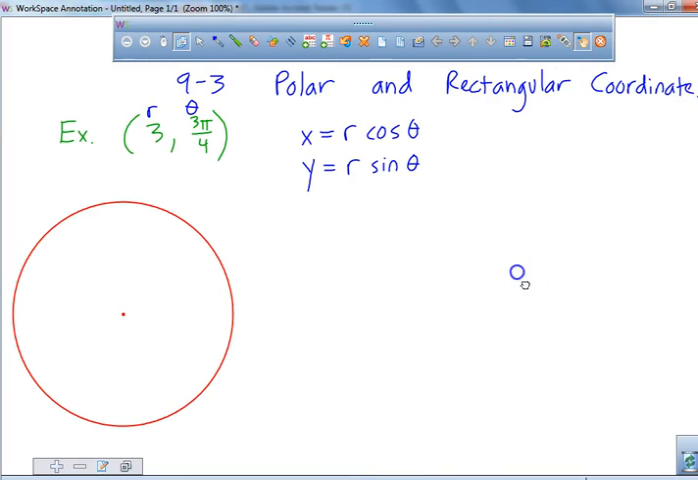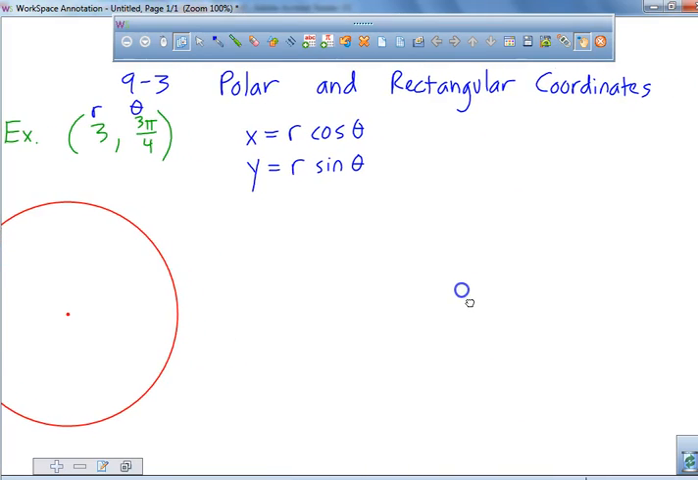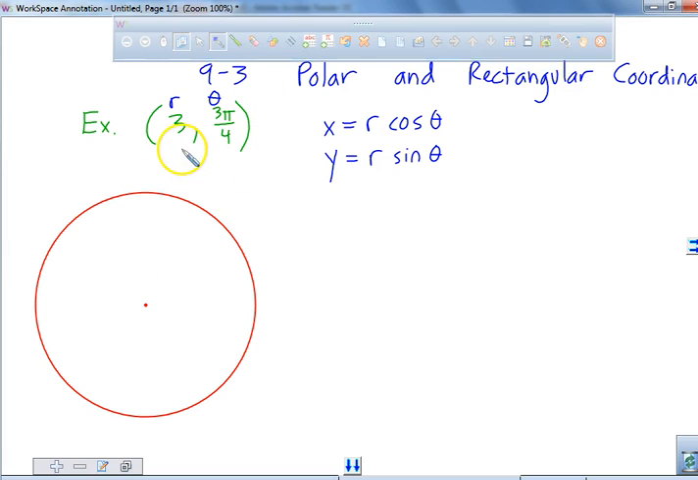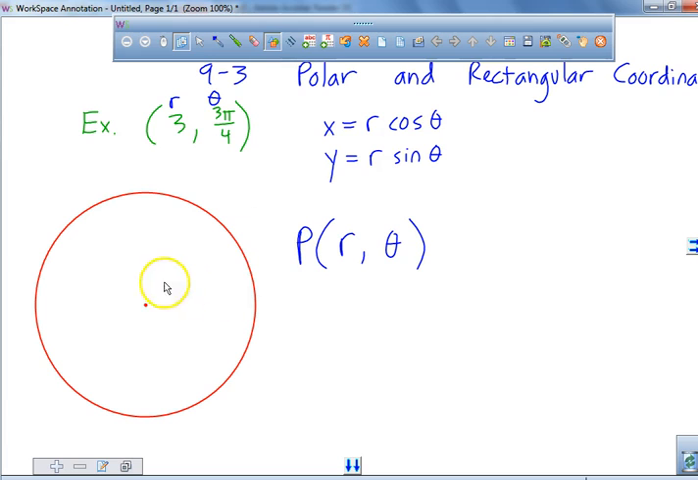Today everybody we are starting 9-3, polar and rectangular coordinates. So right now, we're in this graph right here. I want you guys to understand we're going to take this point, which has an r and a theta. That's called a polar coordinate. All polar coordinates have what's called r, comma, theta. So right here, if I said 3, that means that you would be in the third ring.